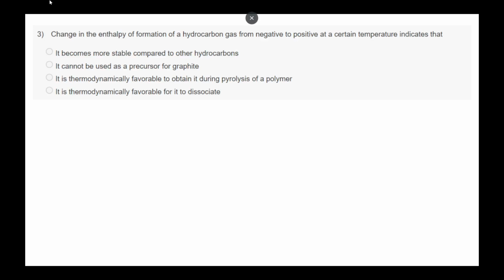Now the second question: a change in the enthalpy of formation of a hydrocarbon gas from negative to positive at a certain temperature indicates that it becomes more stable compared to other hydrocarbons. It cannot be used as a precursor for graphite. It is thermodynamically favorable to obtain it during pyrolysis of a polymer. It is thermodynamically favorable for it to dissociate. What could be the right answer? Any guesses, if you have watched the lecture?